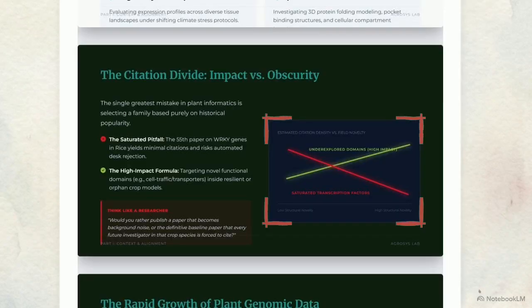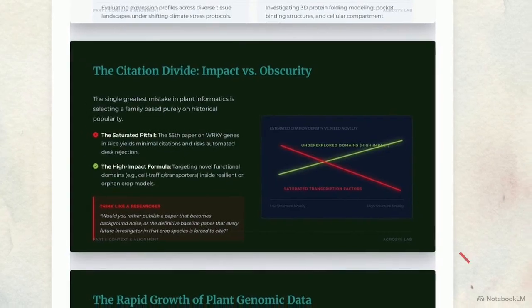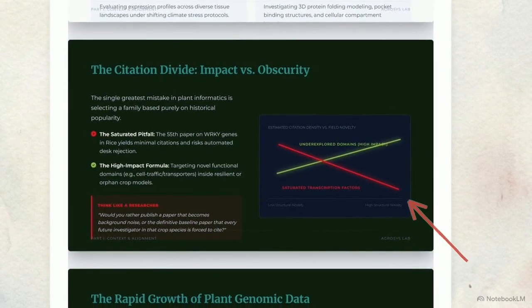This chart illustrates the citation divide, the inverse correlation between a target's historical popularity and its actual field novelty. Notice the descending red line representing saturated transcription factors, like WRKY. Now contrast that with the ascending green line, tracking underexplored domains. Popularity does not equal impact.